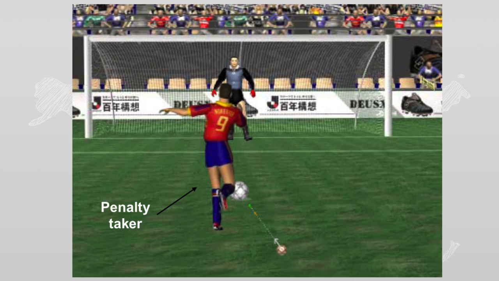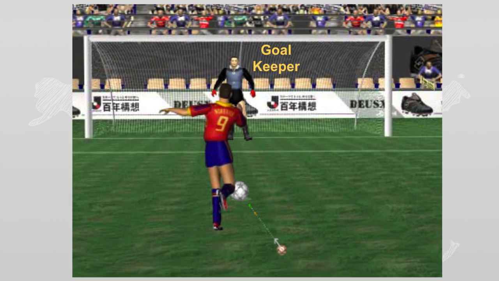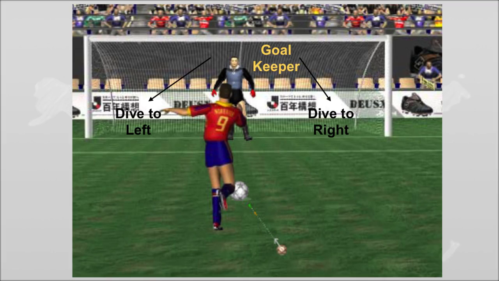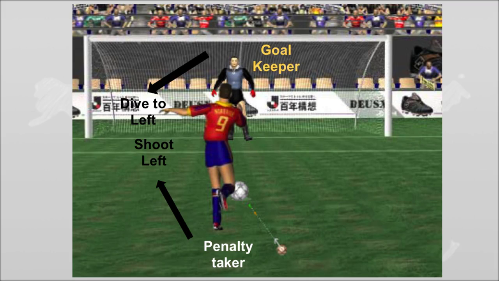So, there is a penalty taker, somebody who has been charged with taking the penalty, and then there is the goalkeeper, who is now charged with trying to save that penalty. The penalty taker typically has only two actions, whether to shoot left or to shoot right. Typically, nobody wants to shoot in the middle. And similarly, the goalkeeper has two actions, either to dive to the left or to dive to the right. So, suppose the penalty taker shoots to the left and the goalkeeper correctly dives to the left. Let us assume then the penalty is saved.